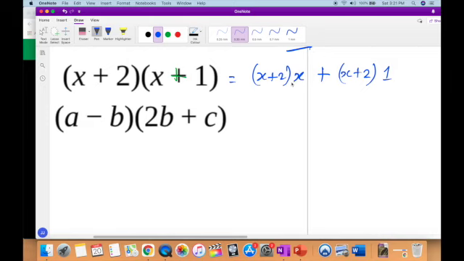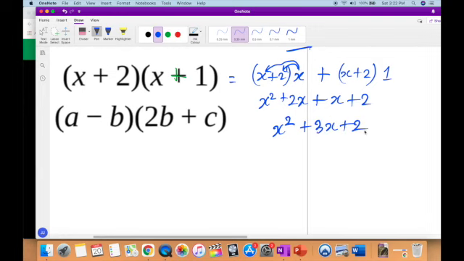So now what do I get? I can actually expand this out to get x times x is x squared, and x times 2 is 2x, plus, well, this is multiplied by 1, so it doesn't really matter, x plus 2. So now the answer is x squared plus 3x plus 2, right?